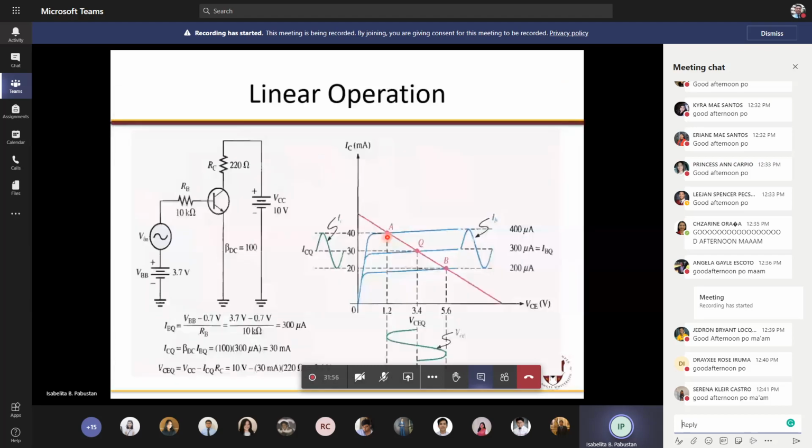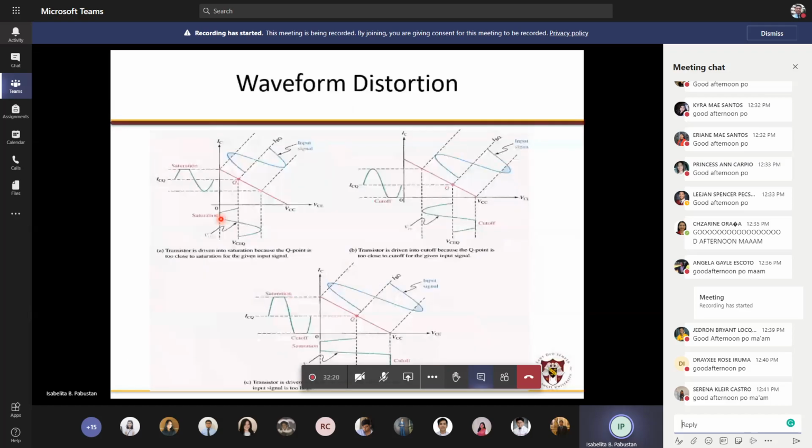Okay? So project it down and then you draw. Okay? So you will see here, since we use this as our operating point, walang nakiklip dito sa mga waveforms na ito. Now, you take a look here.